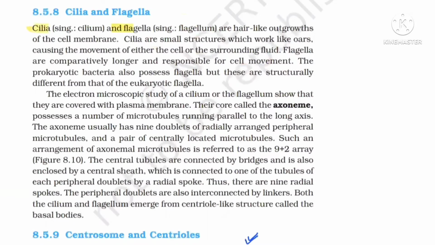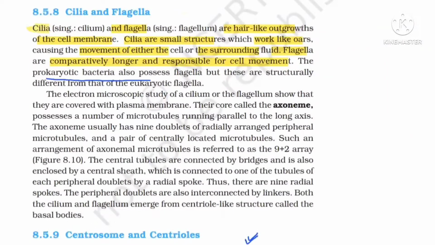So cilia and flagella, they are hair-like outgrowths of the cell membrane. Cilia are small, but work like an oar, causing the movement of either the cell or the surrounding fluid. Flagella are long, and they are responsible for cell movement. So please learn it. Cilia can make the surrounding fluid also move, but flagella is responsible for cell movement only.